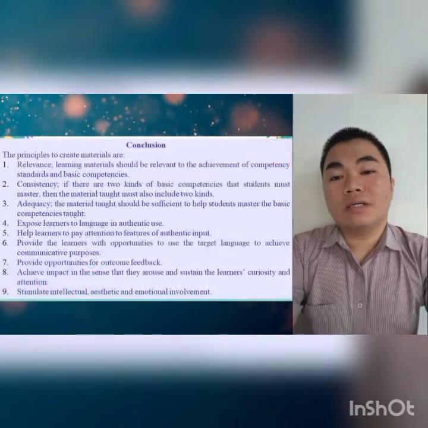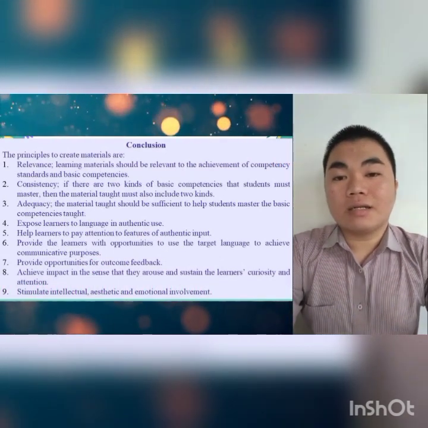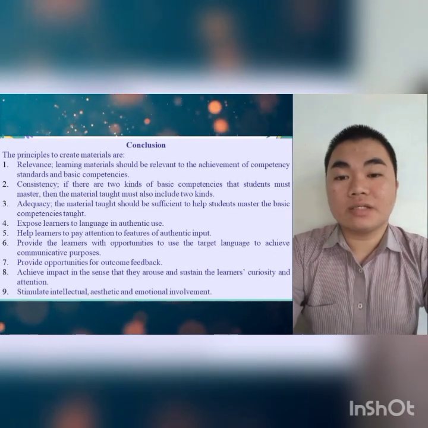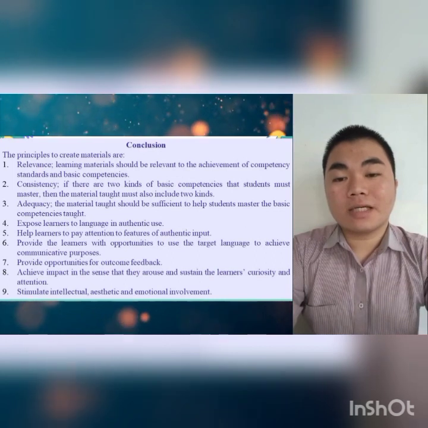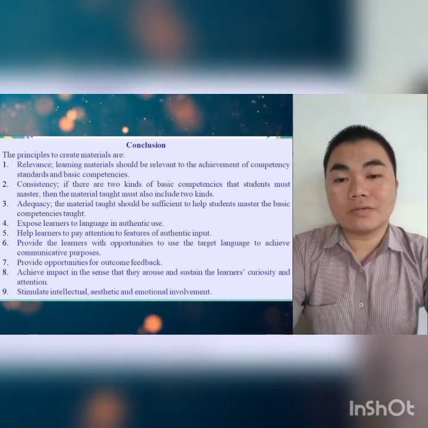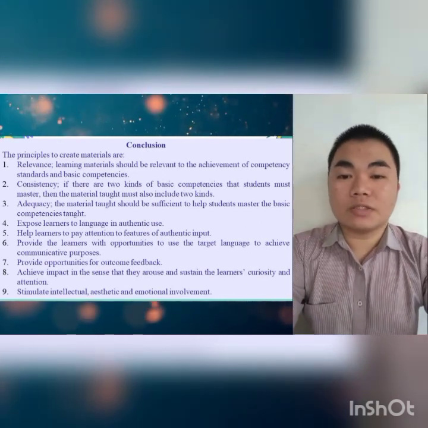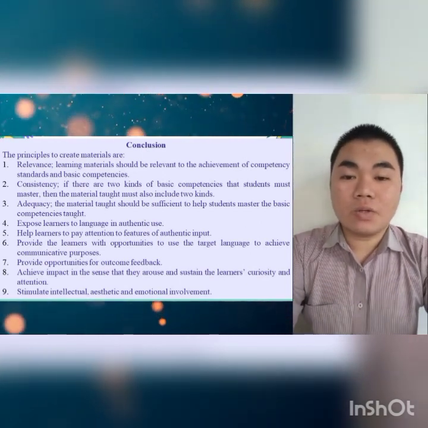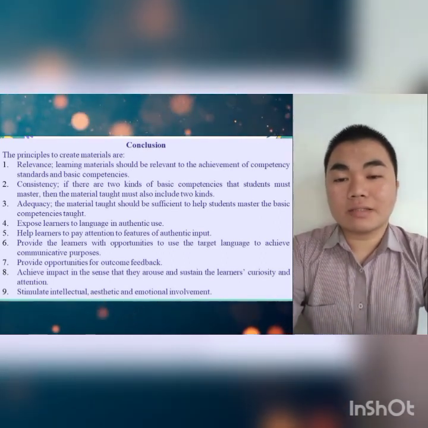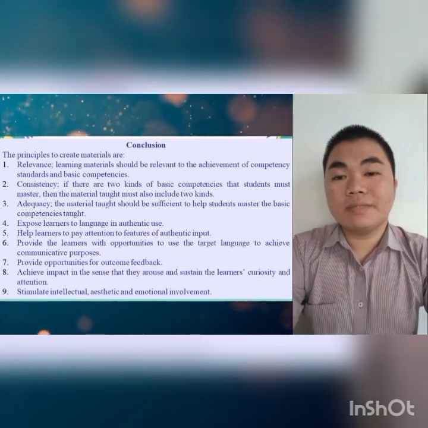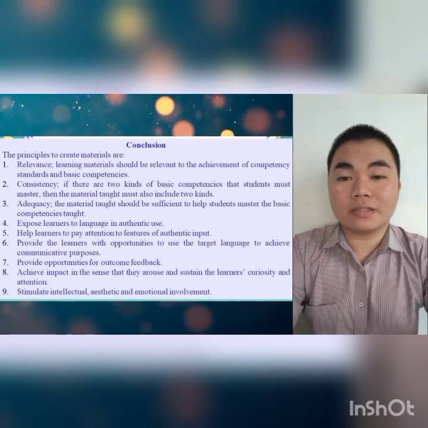In conclusion, the principles to create materials are: the first is relevance. Learning materials should be relevant to the achievement of competency standards and basic competencies. The second principle is consistency. It means that if there are two kinds of basic competencies that students must master, then the material taught must also include two kinds. The third principle is adequacy. It means that the material taught should be sufficient to help students master the basic competencies taught.